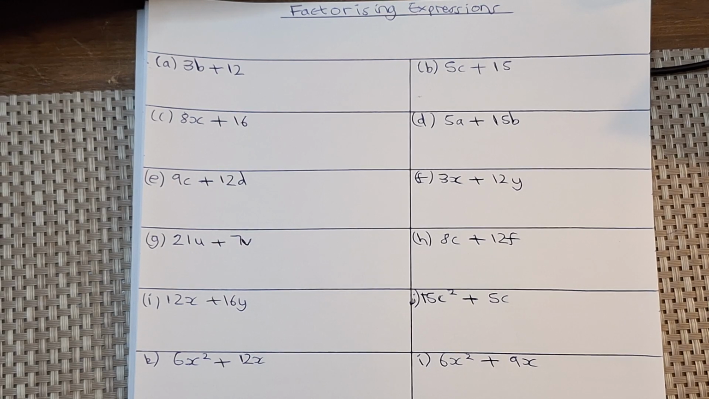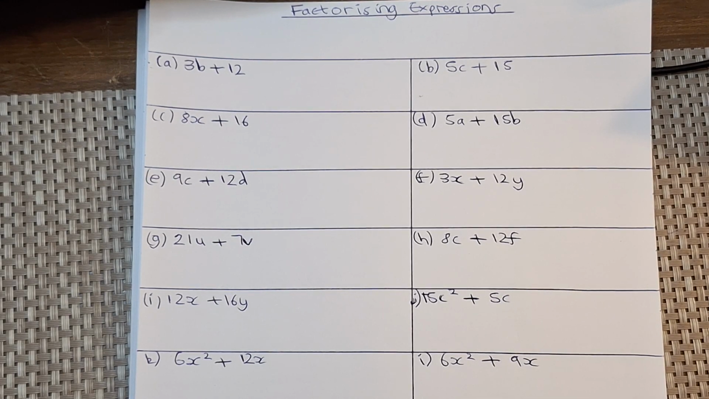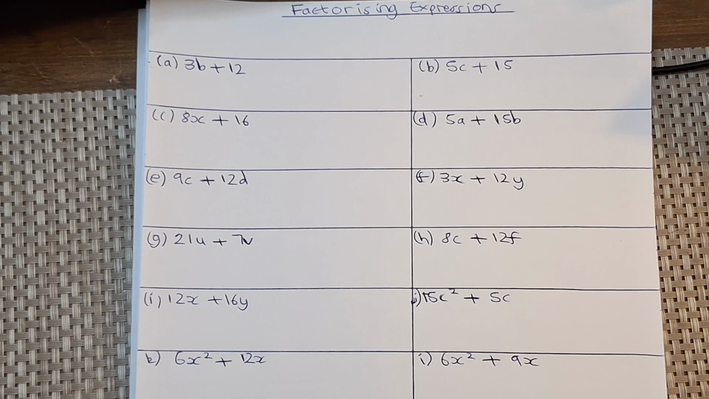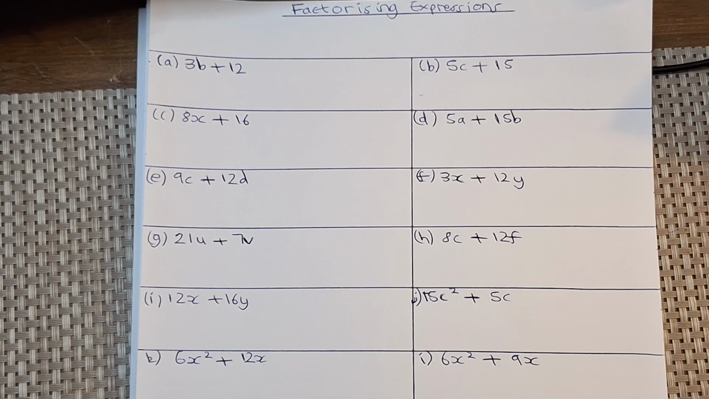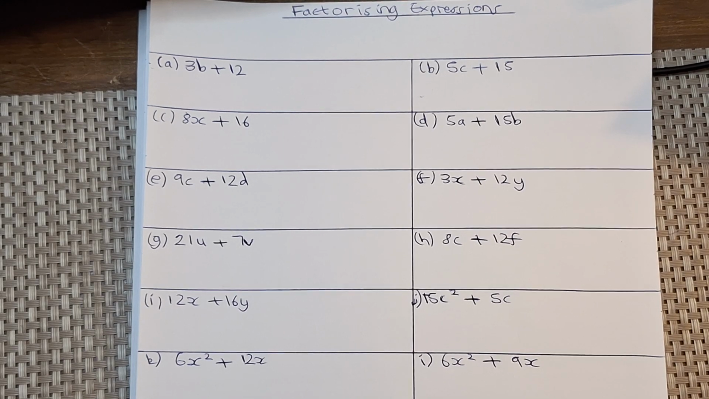Factorising expressions is the opposite of expanding brackets. The first thing we need to do when factorising is to find the highest common factor. If you need a recap on finding the highest common factor, please watch my lesson on that. So here we've got some expressions and we've got to factorise them.